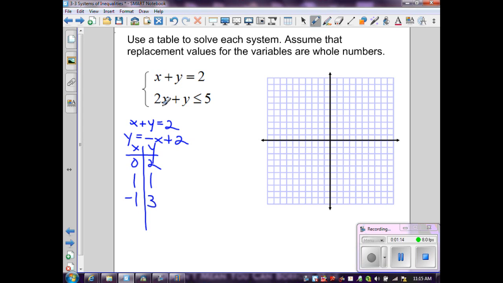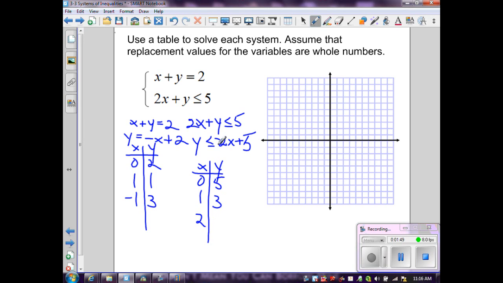Let's do the same thing for our inequality. 2x plus y is less than 5. Here, solving for y, I'll subtract 2x on both sides. That gives me a negative 2x plus 5. Now we need to create a table. X, y. I'll select 0 as my first choice. Negative 2 times 0 is 0 plus 5 is 5. I will select 1. 1 times a negative 2 is a negative 2 plus 5 is 3. And 2. 2 times a negative 2 is a negative 4 plus 5 is 1.